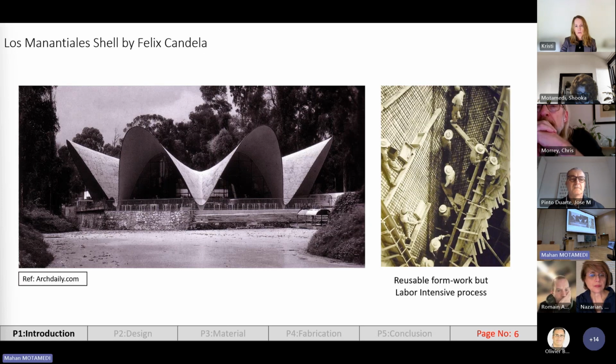The contemporary examples, in terms of the construction process, are wasteful. The first example is the low monothesis shell by Felix Candela. As you can see, the shell is designed in a way that the formworks can be reusable. However, the amount of labor needed to install these formworks is intensive, and today it's not affordable anymore.